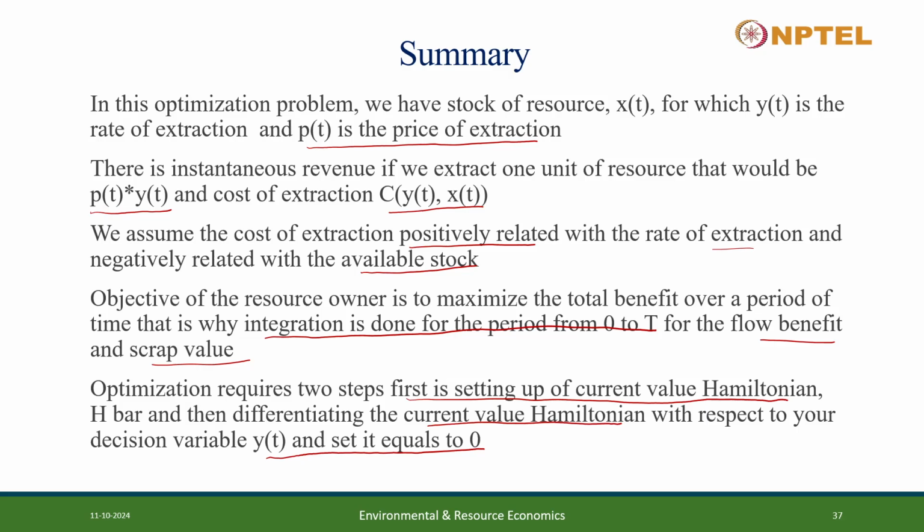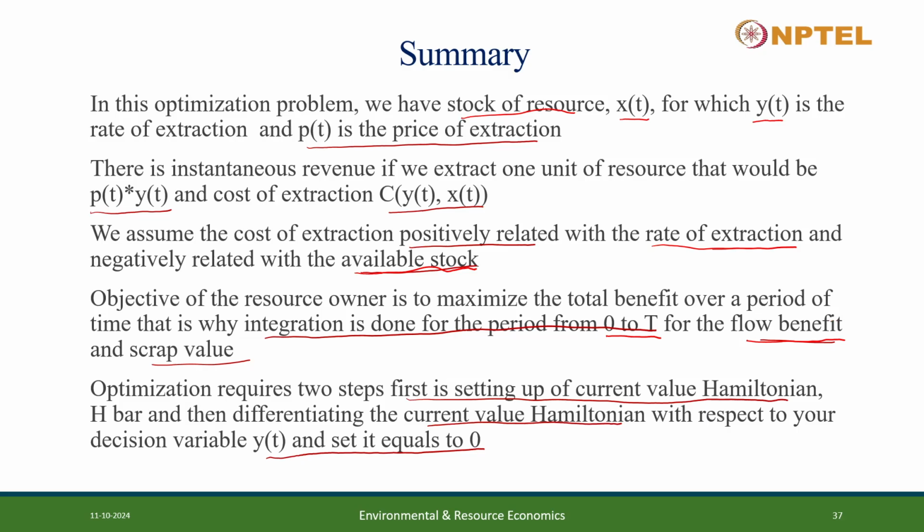In this optimization problem, we have a stock of resources x_t, and y_t, which is the extraction rate, and p_t is the price of extraction. We define the revenue function as price times y_t. The cost of extraction is a function of y_t and x_t. The assumption is that the cost of extraction is positively related to the rate of extraction: the more the extraction, the more the cost, and when there is more stock, the cost of extraction is less. Our objective is to maximize the total benefit from time 0 to time capital T, and our benefit is flow benefit and scrap benefit.